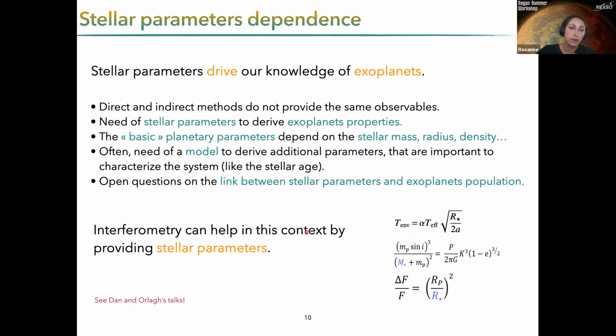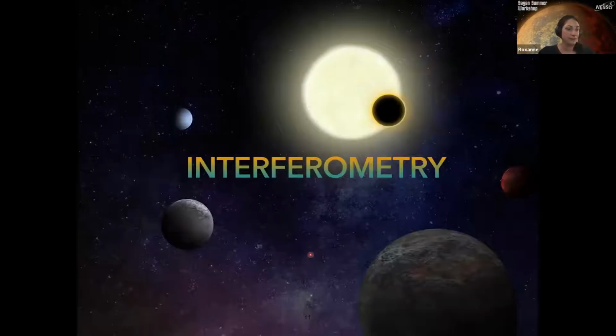Either you will use them directly, or they will feed models to derive interior properties for planets, for example. In this context, interferometry can help in many ways, and in particular by providing stellar parameters. But what is interferometry?